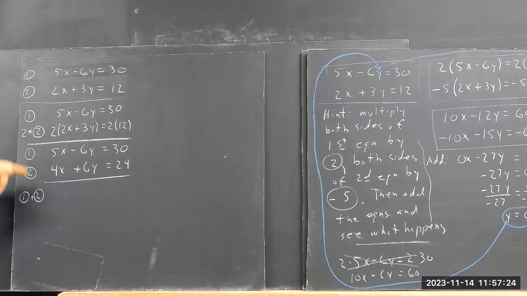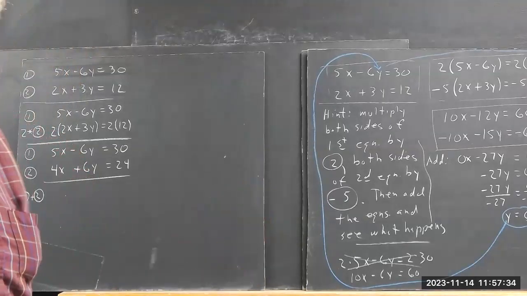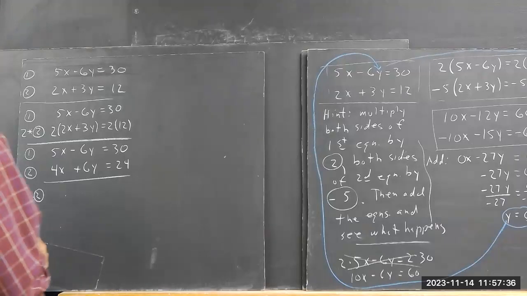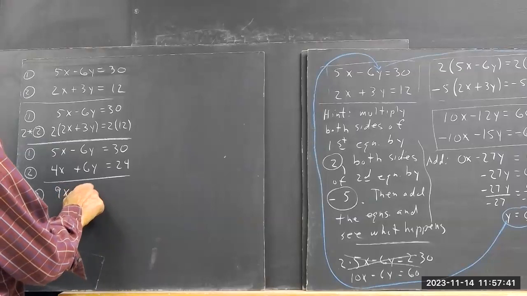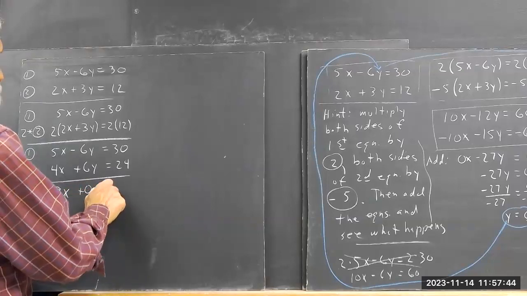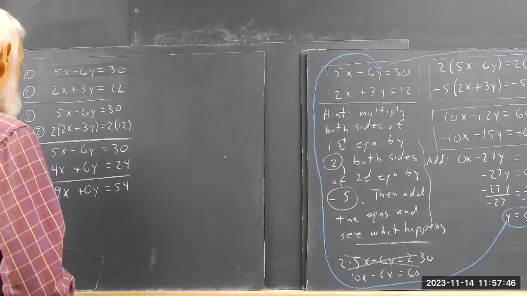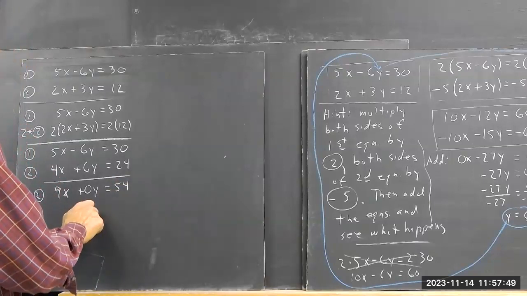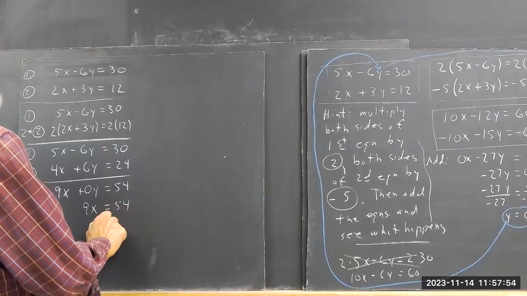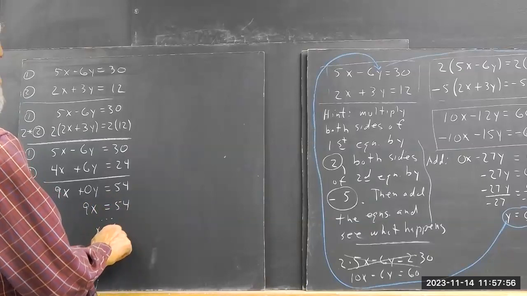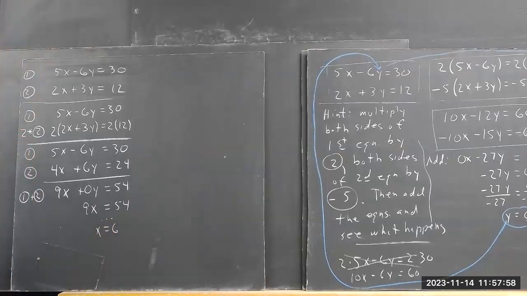Okay, we're writing down what we get at every step. So when we add these, it's pretty obvious. I think everybody pretty much has them added correctly. 5x and 4x gives us 9x. And of course, this is 0y, and this equals 54. So now 9x equals 54, x equals 6.